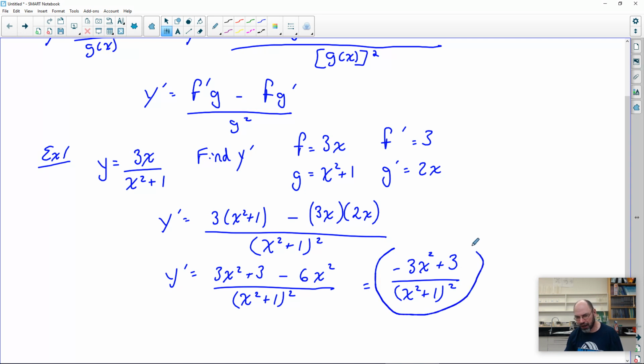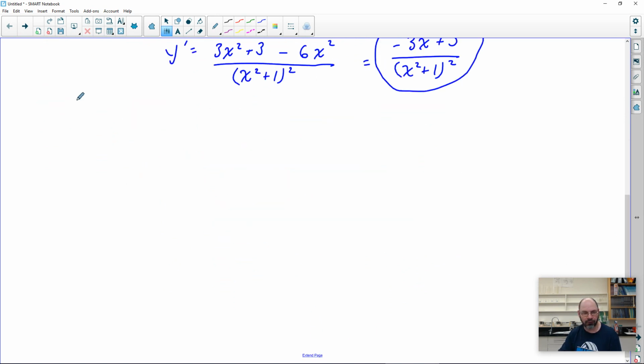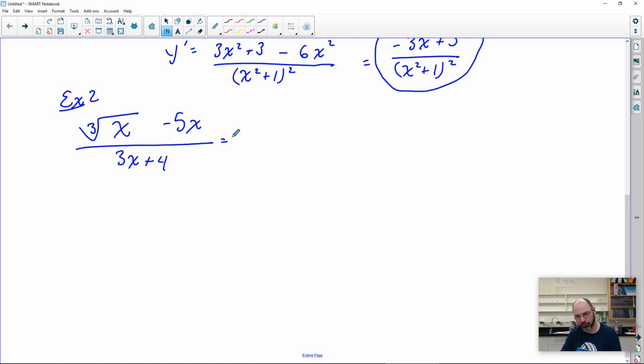Okay, now most often I will say find the derivative, do not simplify. Okay, for a more complex one. So let's do a second example where we will use a root in it and maybe not simplify as much. So in example 2, let's try cube root of x minus 5x all over 3x plus 4. And this is going to be equal to our y. So we're going to find y prime and do not simplify.